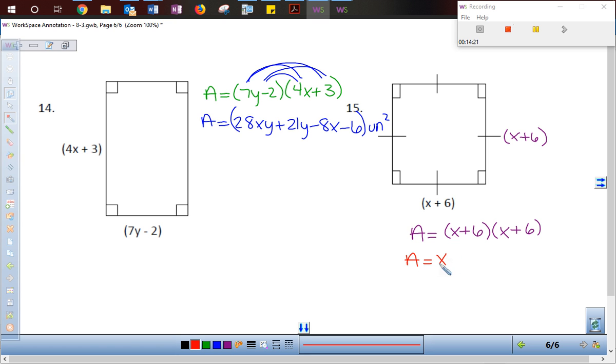Hopefully, you ended up with x squared plus 6x plus 6x plus 36, and that simplifies to an area of x squared plus 12x plus 36. Then we can slap on a label of units squared.